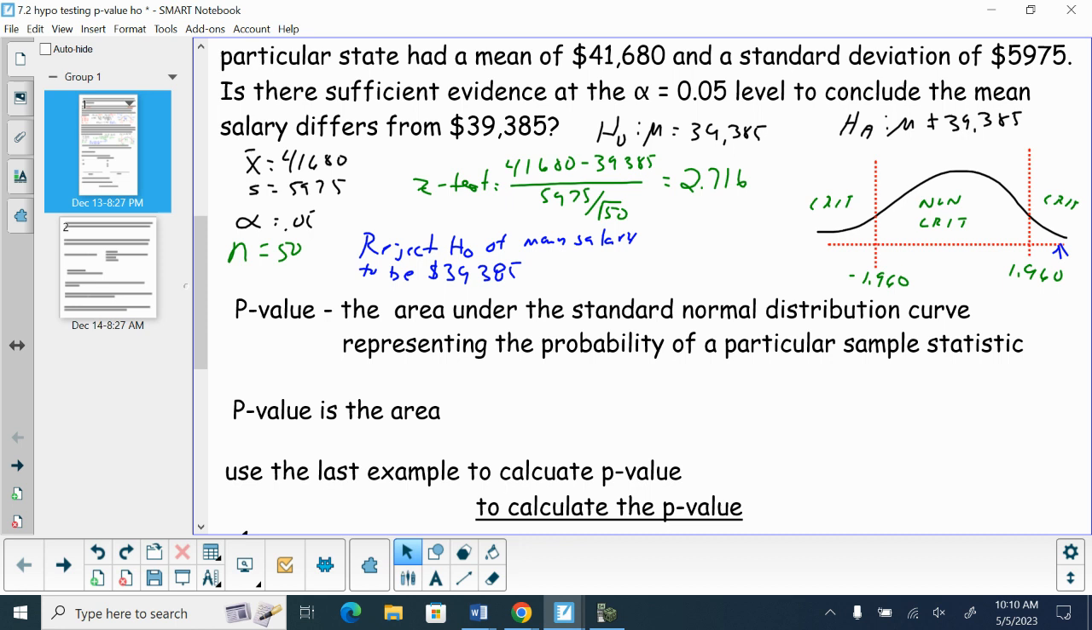The p-value is the area under a standard normal distribution curve representing the probability of a particular sample statistic. That's your p-value. As I've gone through this, Mr. McFerrin asked me to help him with the statistics when he was going through his master's courses. He also talked about some of the readings they had to do, and a lot of those readings talk about p-values also. So it's an area under a standard normal curve representing the probability of a particular sample statistic.